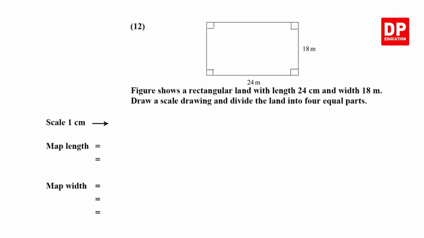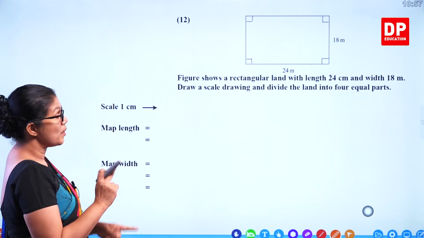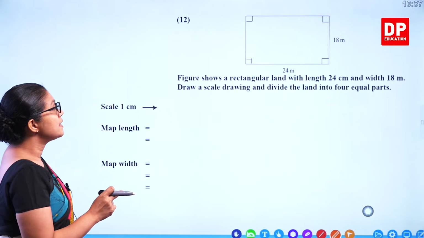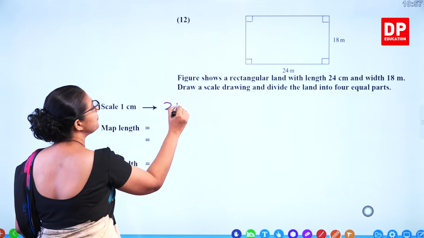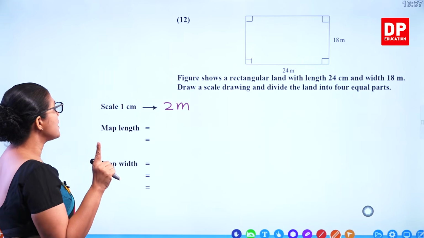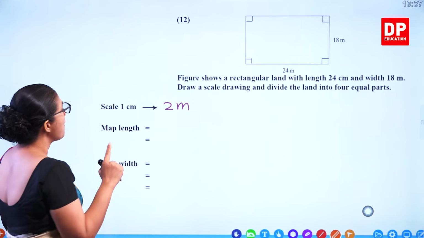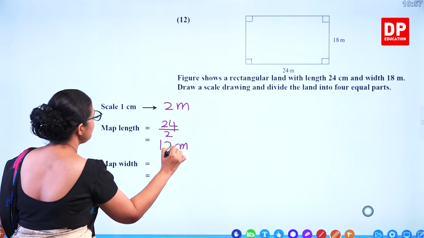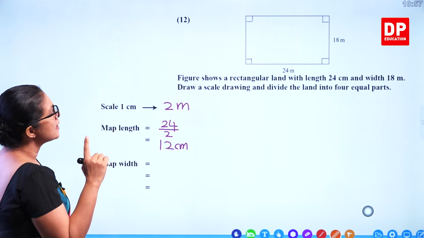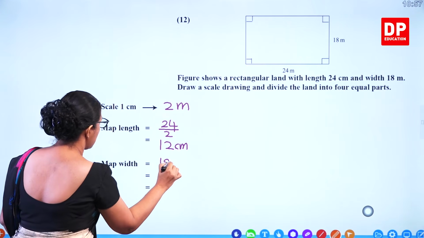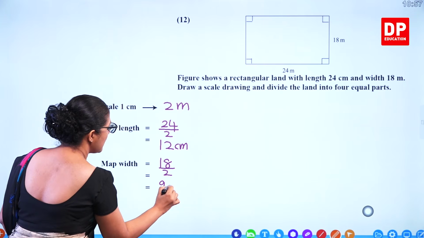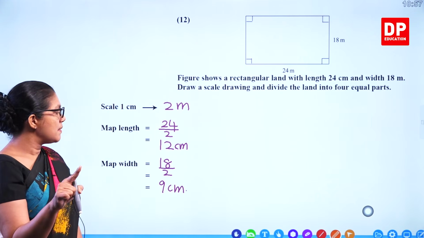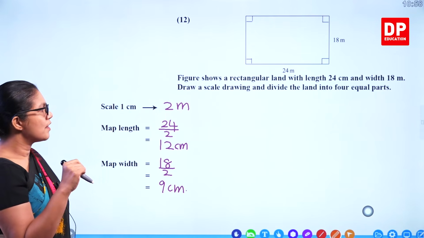Figure shows a rectangular land with length 24 and width 18. Draw a scale drawing and divide the land into 4 equal parts. So we have to draw 24 meter length and 18 meter. So we'll take 2 meter again. 1 centimeter represents 2 meters. So what's the map length? Map length 24 divided by 2. That's 12 centimeters. Map width 18 divided by 2. That's 9 centimeters. So we have to draw a 12 centimeter length and 9 centimeter width rectangle.